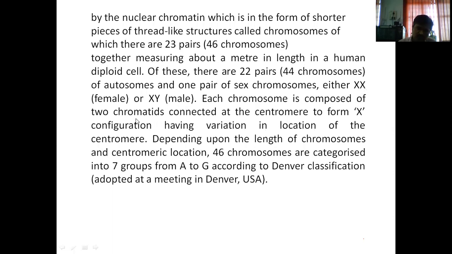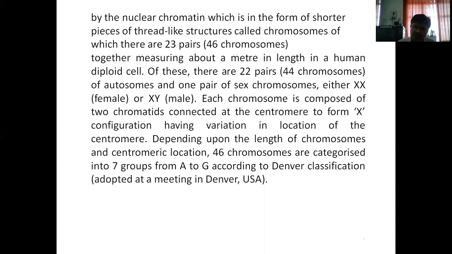Each chromosome is composed of two chromatids connected at the centromere to form an X configuration, having variation in location of the centromere. Centromere means what? This point of attachment. Remember it here, where this is one chromatid and this is another chromatid. One line is one chromatid, the second line is another chromatid. These two chromatids are crossing each other at one point, and that point of crossing or intersection is called the centromere. Remember it.